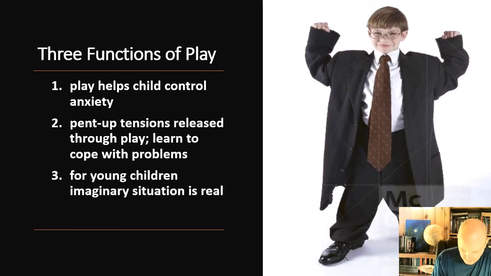This third one, that for young children, imaginary situations are real. I don't mean that they're hallucinating and they actually think it's completely real, but to my daughter, when we're playing play worlds, that play world is a much more real thing to her than it is to me, right? Because we have this adult perspective, while to her it's her active creation in her mind, her subjective experience is so much more immersed.